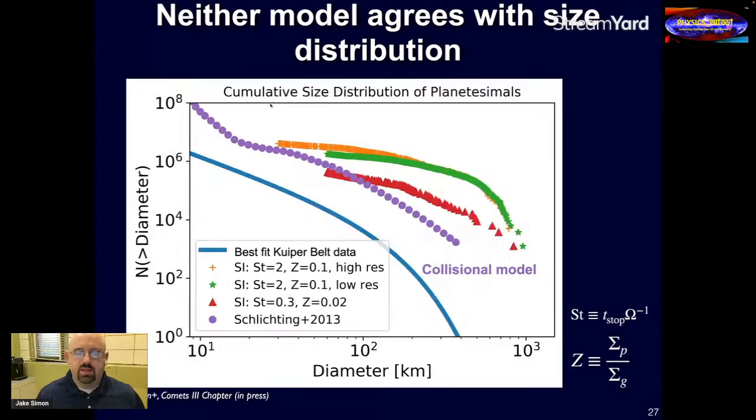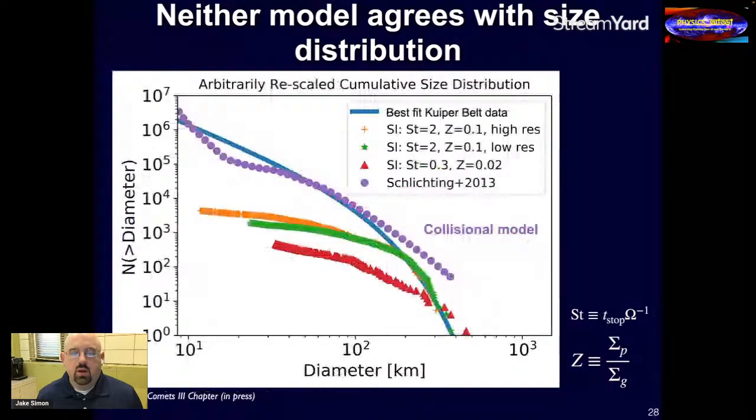Okay, so let's just rescale these curves to try to line them up and see if they work better. Well, if you do that, the collisional model does look a little bit better, but you still can't explain some of these features. If you were to go down here, if you were to extrapolate, it looks like it might go over here. It's a little bit better, right? Maybe that's okay.